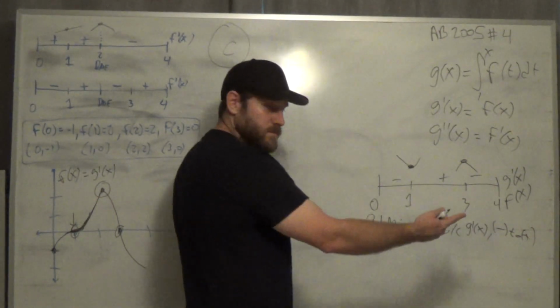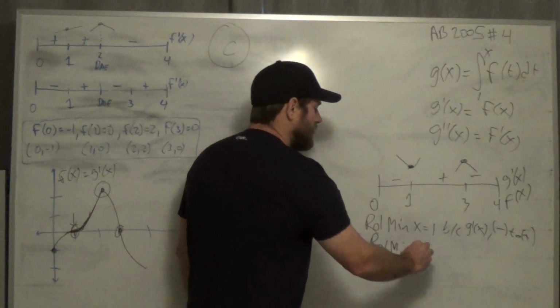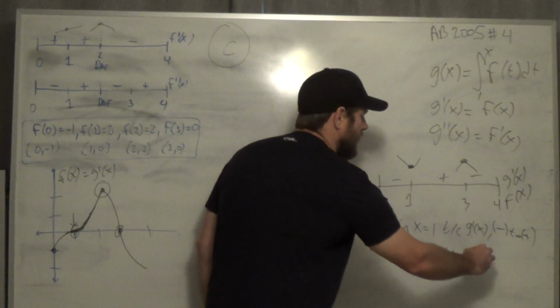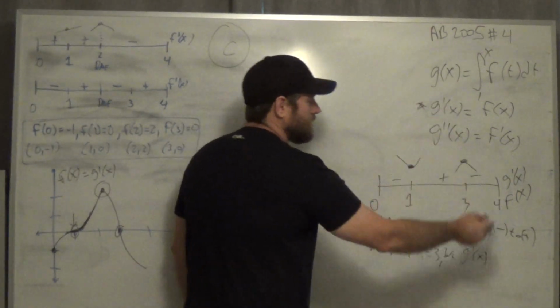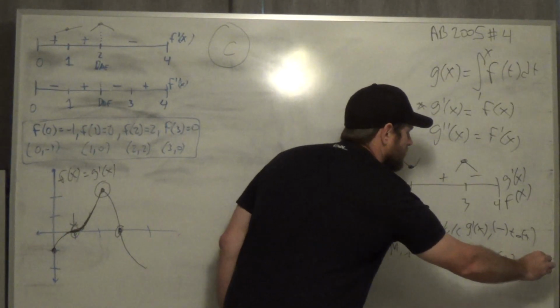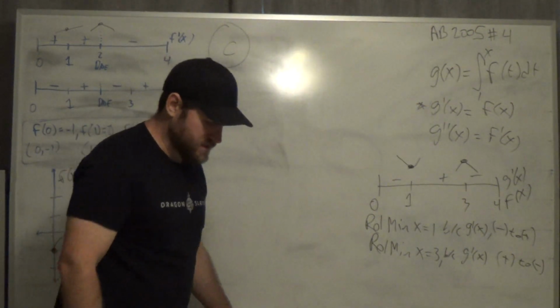You need to write change from negative to positive values. And there's a relative maximum at x equals 3 because g prime x, which is f of x, we've already said that they're equal, changes from positive to negative values. All right, that is part C, and now let's do part D.